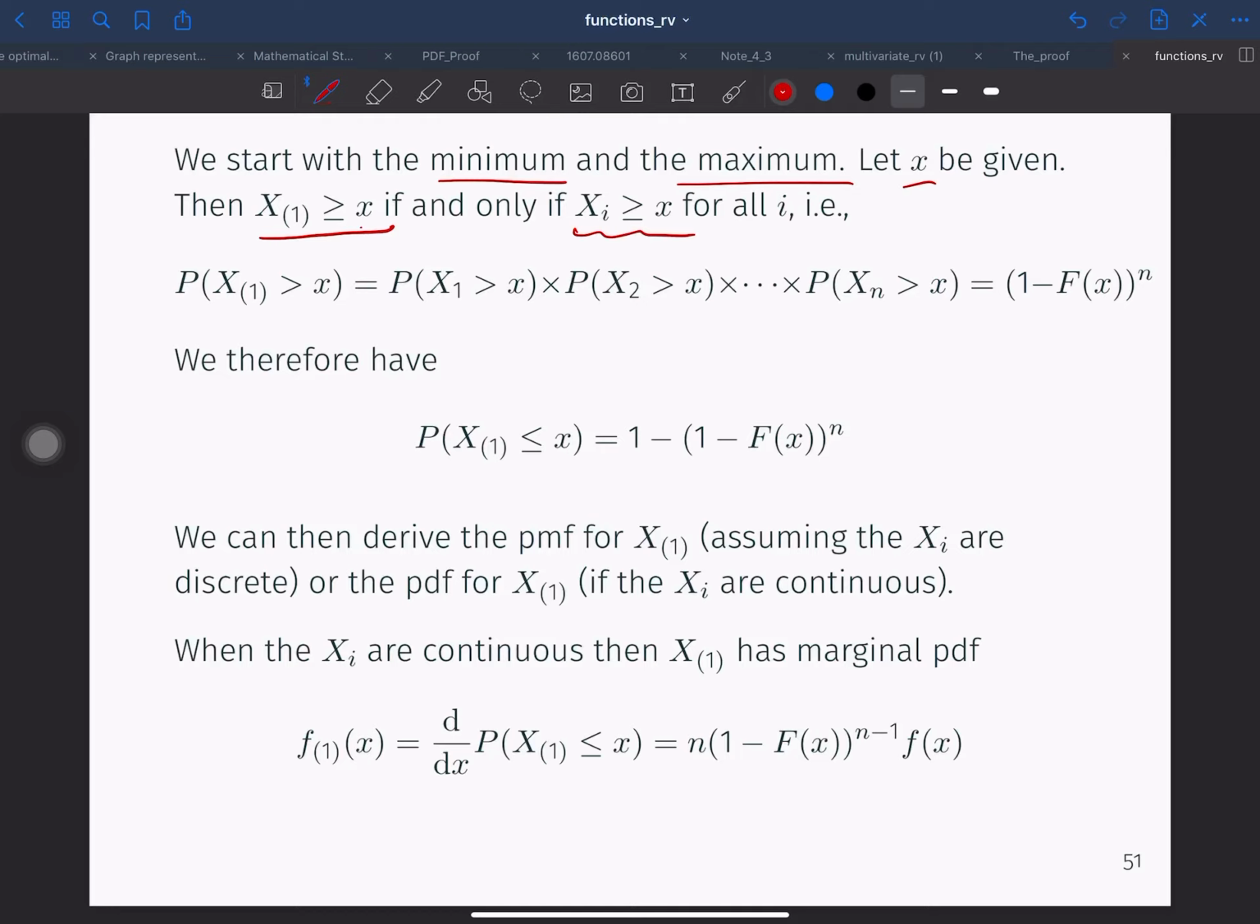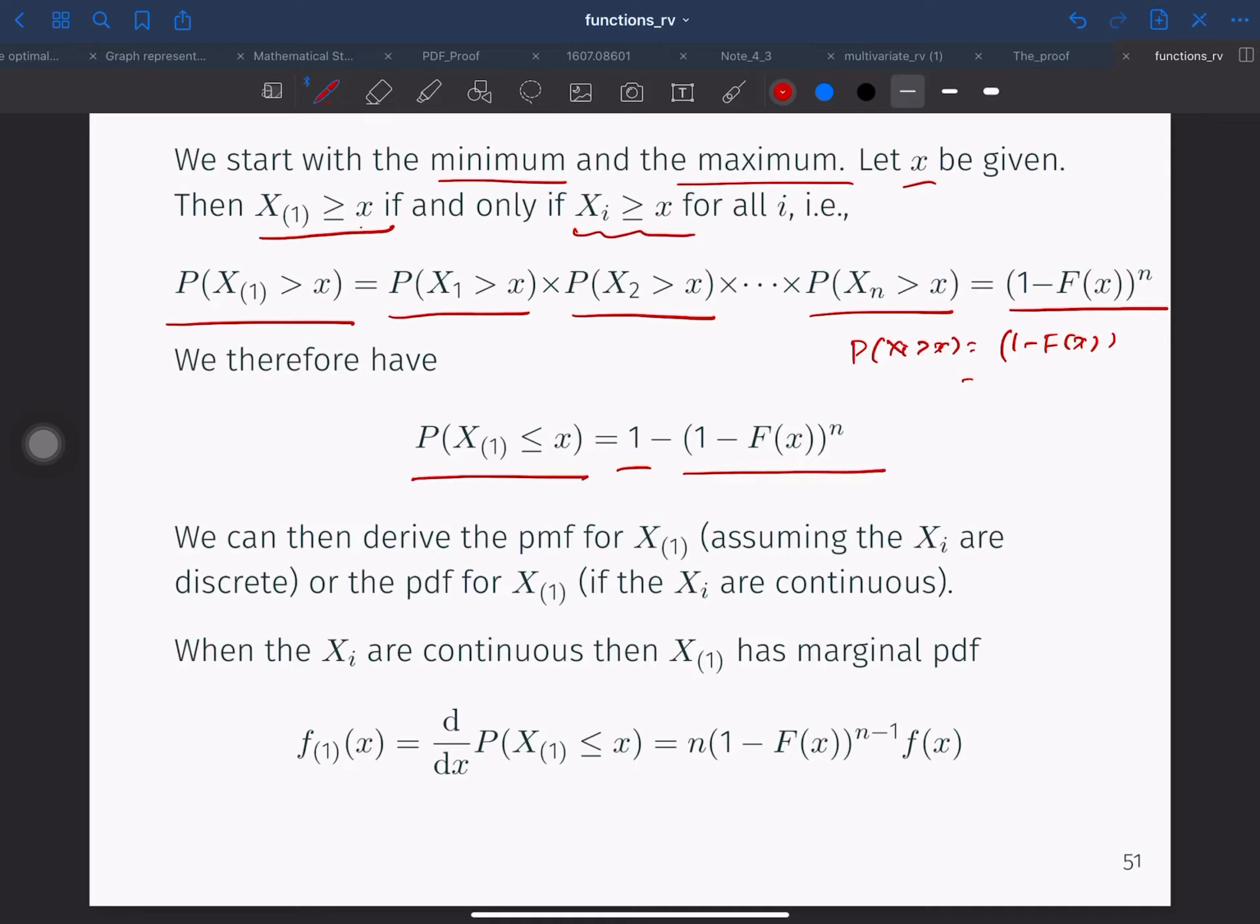So therefore, the probability that the minimum is bigger than x, by independence, will just be the product of the individual probabilities of being bigger than x. And as we see, the probability that Xi is bigger than x is nothing more than 1 minus F(x), because F(x) is the probability that X is less than or equal to x. So in that case, we just have 1 minus F(x) to the power of n. So the probability that X(1), the minimum, is less than or equal to x, is just 1 minus that probability. So we have a simple expression for the CDF of the minimum.